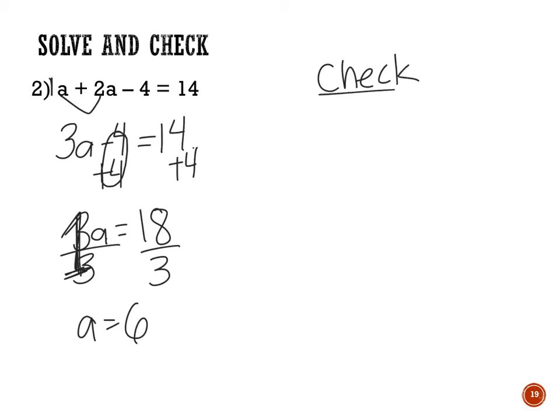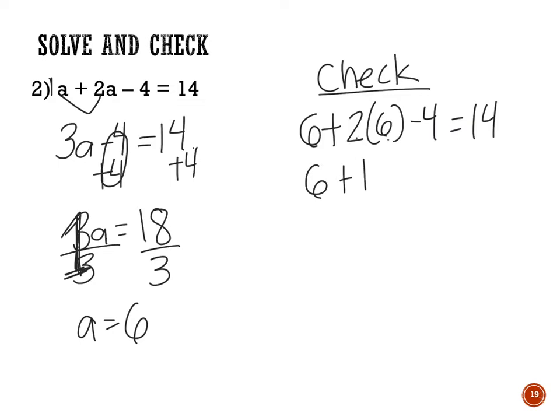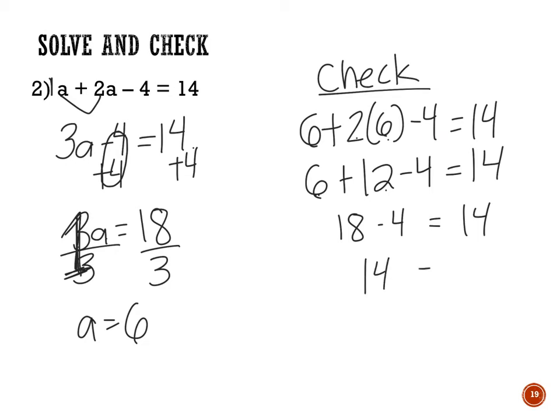To check your problem, you're filling 6 in place of your a, so 6 plus 2 times 6 minus 4 equals 14. We'll use PEMDAS to solve. We're doing multiplication first, so 2 times 6 is 12, so 6 plus 12, minus 4 equals 14. Addition before subtraction, 6 plus 12 equals 18, minus 4 equals 14. 18 minus 4 equals 14, equals 14. My answer checks out, so my unknown variable a equals 6.